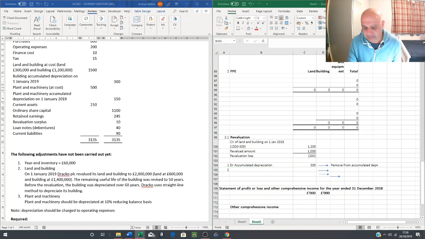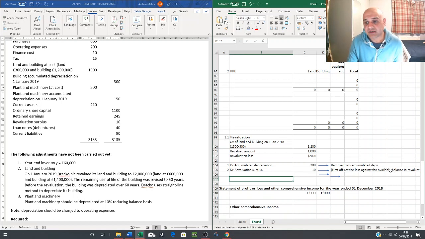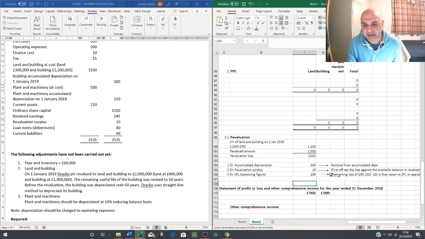And that is that. Okay, first set off the loss against the available revaluation surplus. Anything left, move that to statement of profit or loss. Okay, how much left? We have used up 10. The loss is 200, so we need to use up the remaining 190,000. So let's do that. So remaining goes to the statement of profit or loss, 190,000.